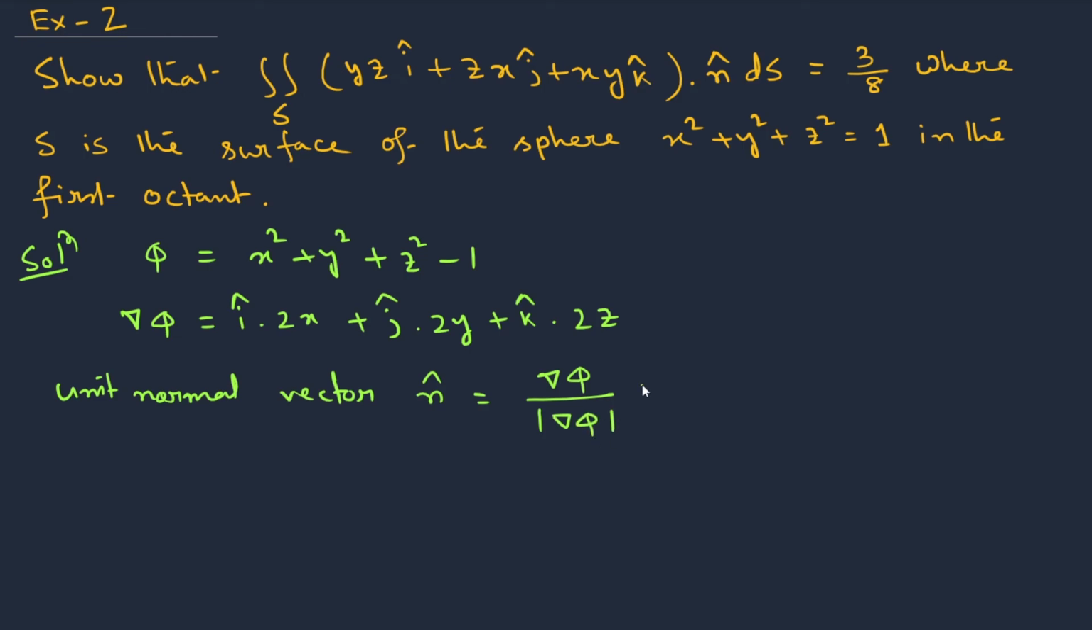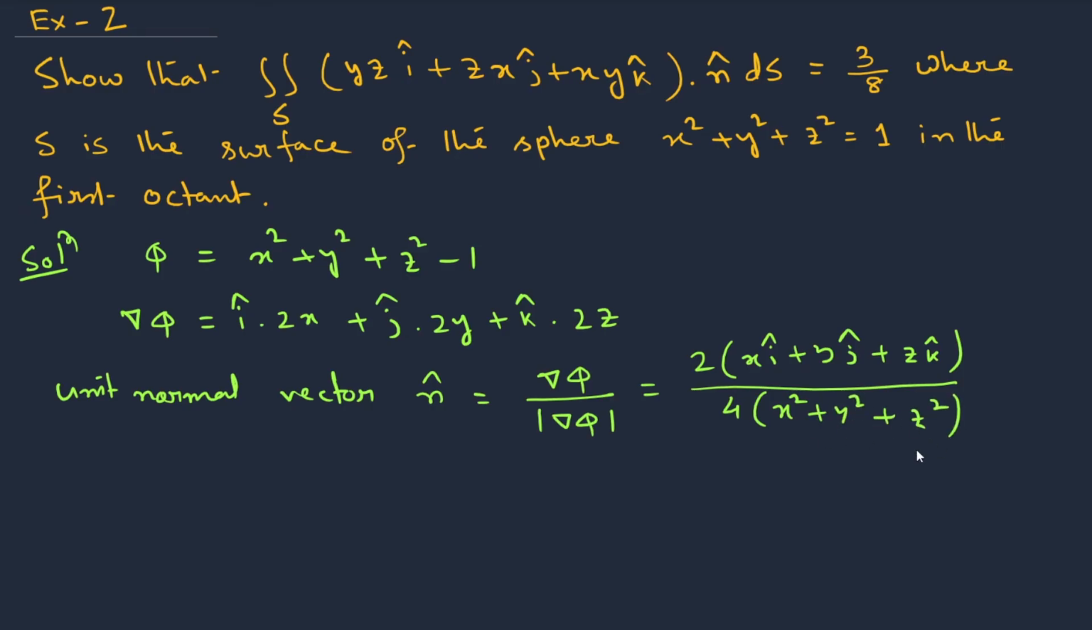Modulus of grad phi. So our grad phi, if we take 2 common, is x i cap plus y j cap plus z k cap, divided by how much? The magnitude of this. So magnitude means what? The square root of twice x whole square plus twice y whole square plus twice z whole square. So what will you get? You will get 4 into x square plus y square plus z square under the root. Okay, so this is the value that you will get.